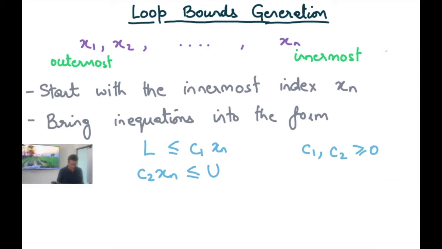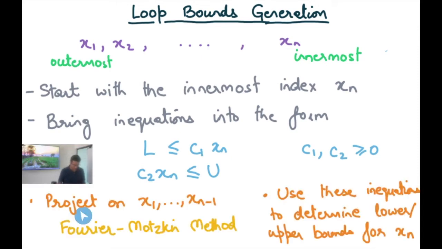And now once we have that, using these inequations, we can project, and of course there will be some inequations that don't involve xn at all, and so even that forms part of the projection, and we project on the remaining iteration indices x1 to xn minus 1, and we use the Fourier-Motzkin method to do that, as we saw in our last lecture module. And once we have projected it on the remaining set of indices x1 to xn minus 1, we can now recursively do this.